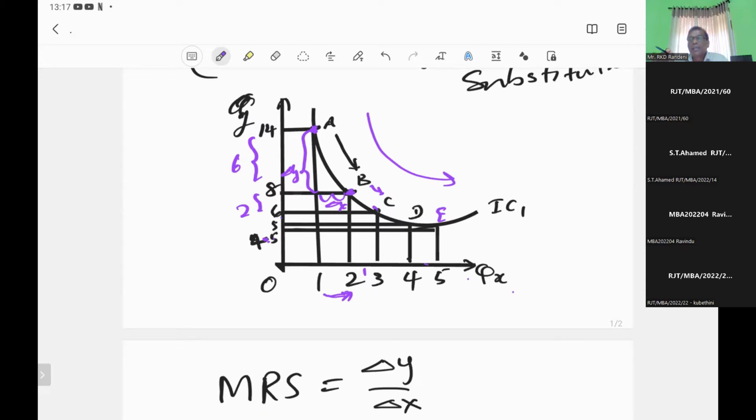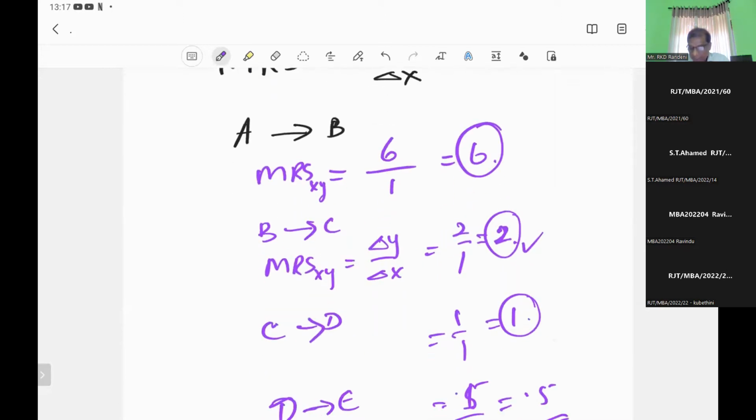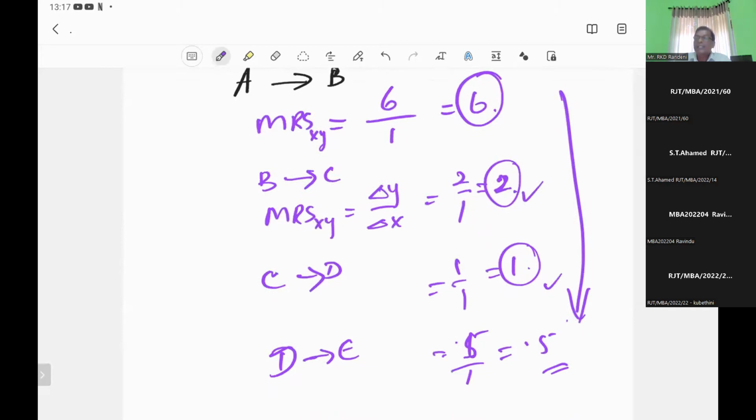How much is he ready to sacrifice to take 1 unit of X? Sacrifice from Y, how much? Likewise, that is MRS, the slope of the indifference curve. From B to C, that ratio is reducing. From C to D, when you compare these figures, the answers are reducing.